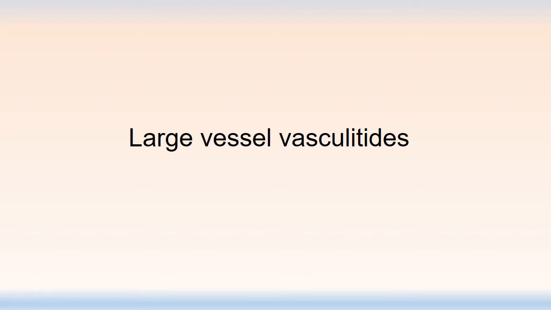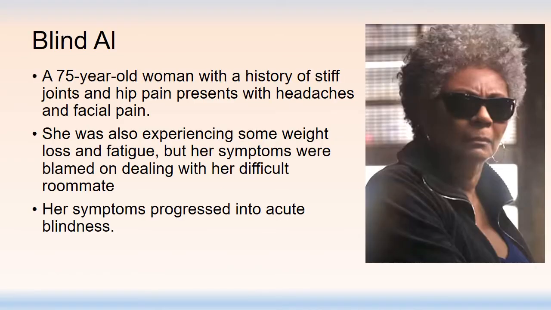So now let's go ahead and start with some case studies. And the first patients we'll see will have large vessel vasculitides. And our first patient is going to be this lady, Blind Al. Blind Al is a 75-year-old woman. She has a history of stiff joints and hip pain, but now she has new symptoms of headaches and facial pain. She also experienced a little bit of weight loss and some significant fatigue, but she has a pretty difficult roommate she's dealing with, so her symptoms were blamed on that.